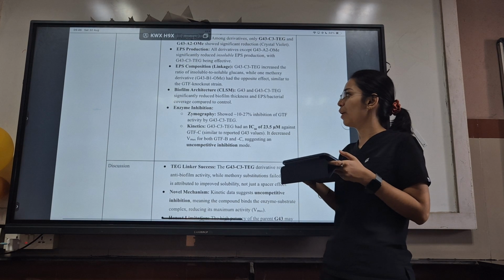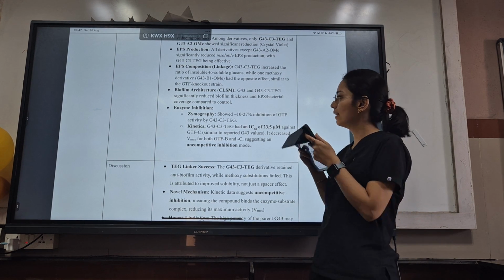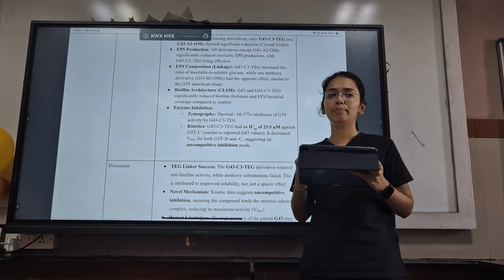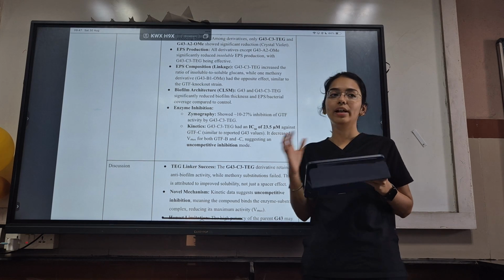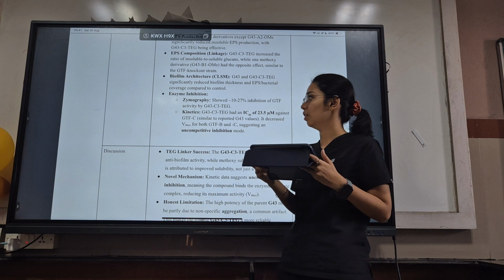So the biofilm architecture was also studied, where the G43 and the TEG significantly reduced the biofilm thickness and the EPS bacterial coverage when compared to the control species. And enzyme inhibition was also studied.